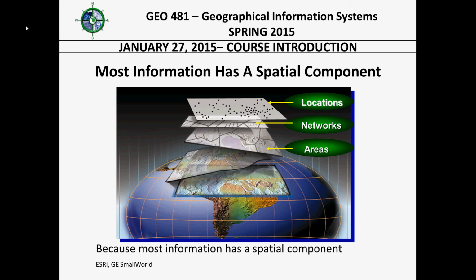Most information has a spatial component. 80% of all data is spatial. In other words, 80% of all data can be linked back to a point on the Earth. Your address, even the classroom, Fillmore 355, is spatial data. Fillmore 355 has a location on Earth.